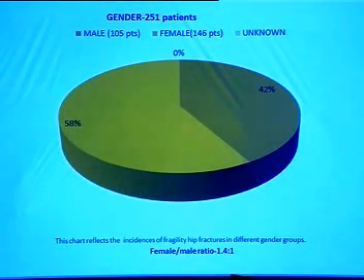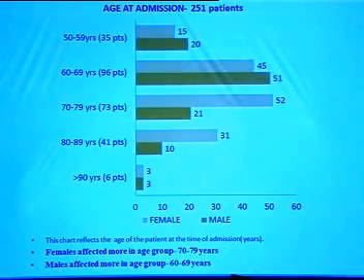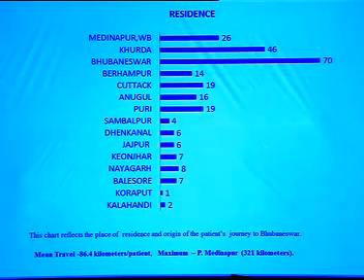Our study encountered 146 female patients and 105 male, a ratio of 1.4:1, female to male. Females were more affected in the age group 72 to 79, and males were more affected in the age group 60 to 69. Mean travel for each patient was 86.4 kilometers, and the maximum from our hospital was Medinapur, that is 321 kilometers.